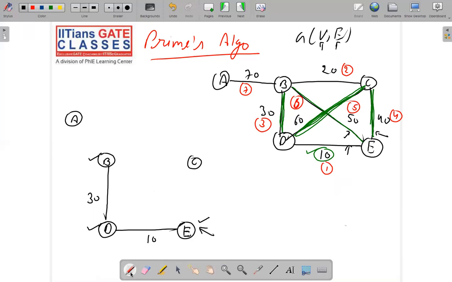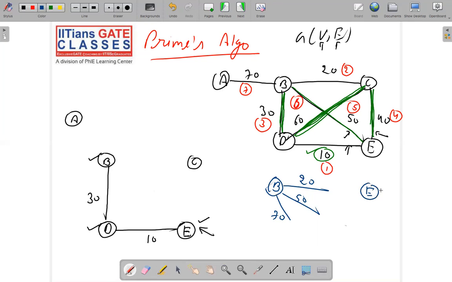Now we have explored three nodes. So you need to consider all three nodes and all the edges which we haven't already covered, attached to B, D, and E. Let's see all those edges. From B, we have 20, one edge, and 50, this edge, and one edge is 70.